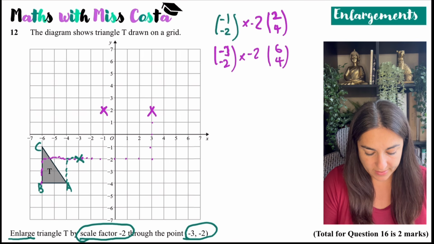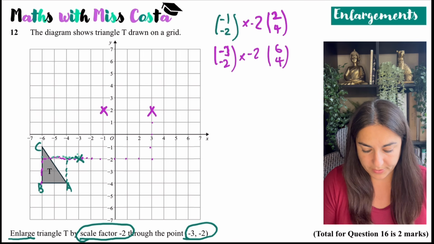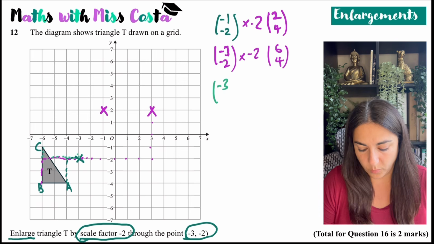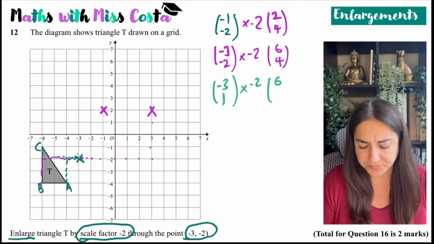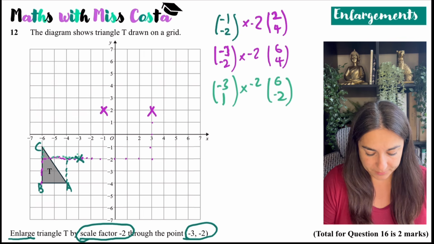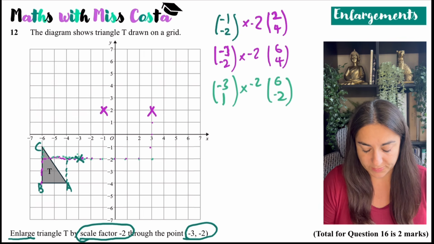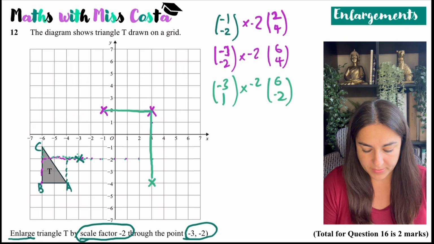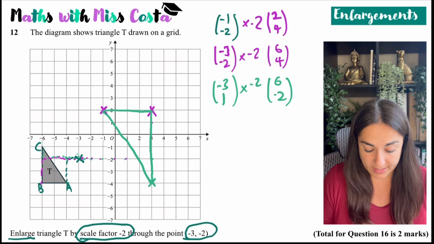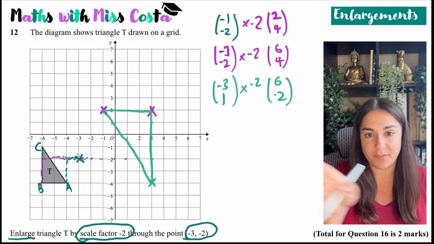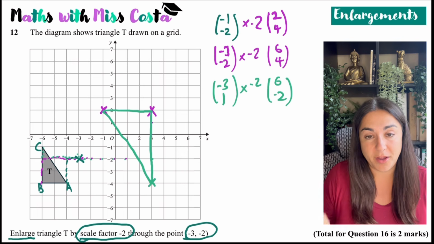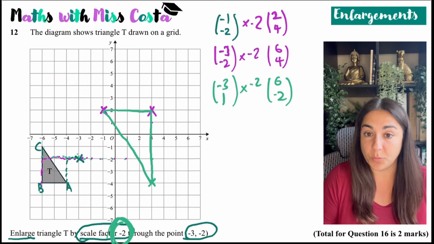And then for point C, I'm going to go -3 on the x-axis and up 1 on the y-axis. So times that by -2, and that would give me +6 and -2. So I'm going to go 1, 2, 3, 4, 5, 6 on the x-axis and -2 on the y-axis. And then I'm going to join my shape up, and that is going to be my enlargement. So a negative enlargement basically reverses the direction, and that's why the best way to do it is through your column vectors.